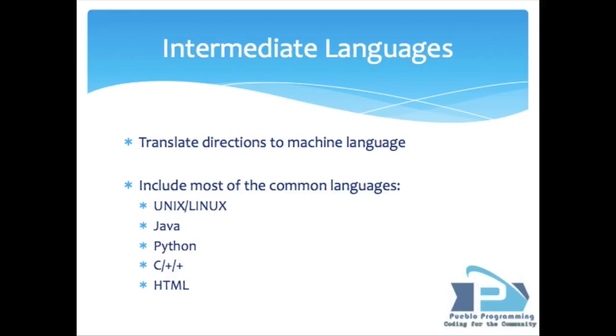Intermediate languages. They translate directions to machine languages, and they include most of the common languages: Unix, Linux, Java, Python, C, C++, HTML. So all the languages you're going to be learning about computer programming, they're going to fall under intermediate languages, where you can connect the actual user interface and your directions to the machine language. And because nowadays no one programs in zeros and ones, because that would be extremely inefficient, you're going to have to learn some intermediate languages if you still want to get some stuff done on the computer.